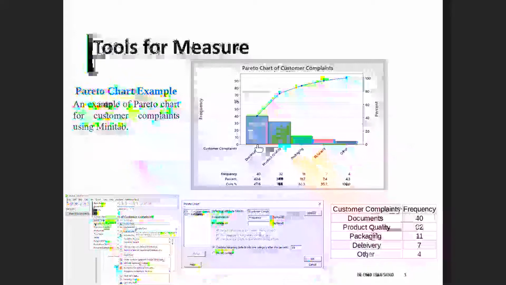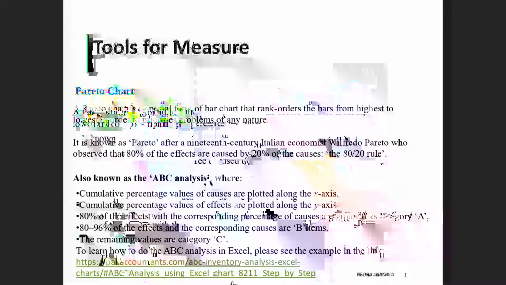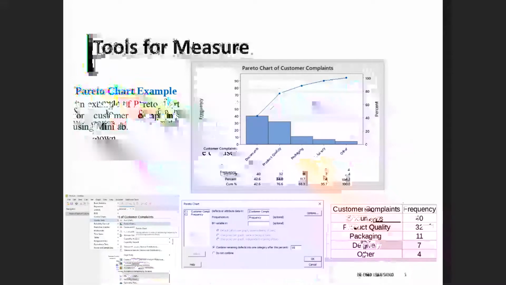And again, I'm not saying that you neglect the other categories or the other causes. Pareto is not meant for that. If you look at the definition here, it is to prioritize the problems. Prioritize means أولويات. Which one should I focus on first? Okay. So this was an example for the Pareto.